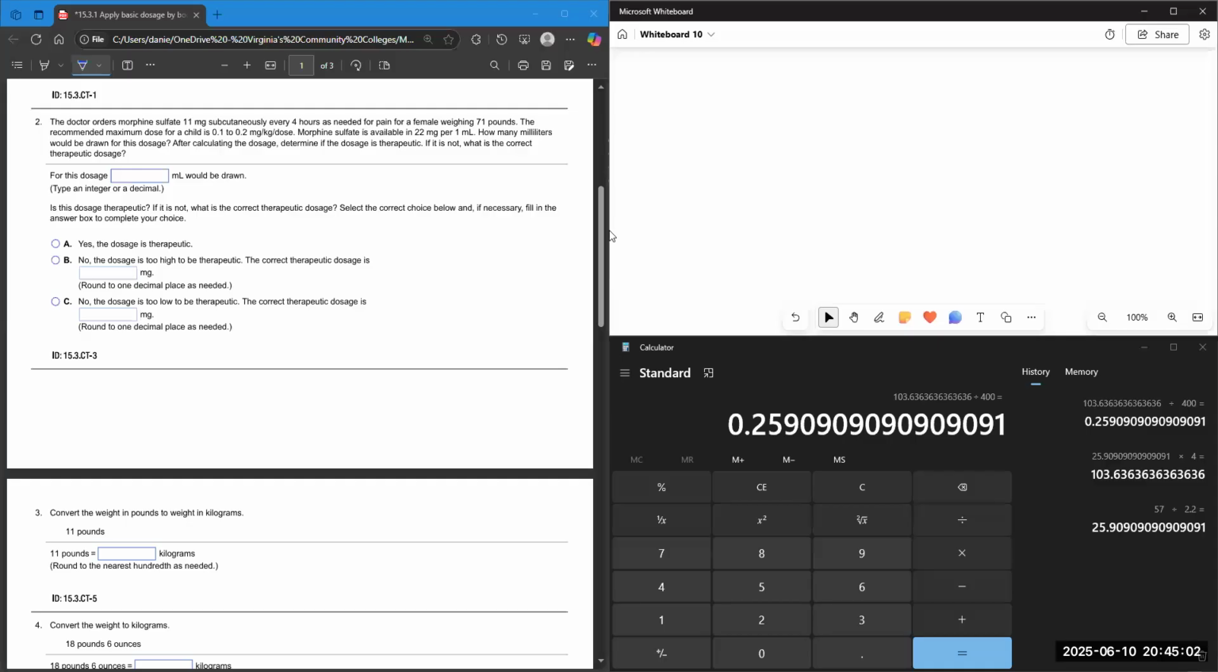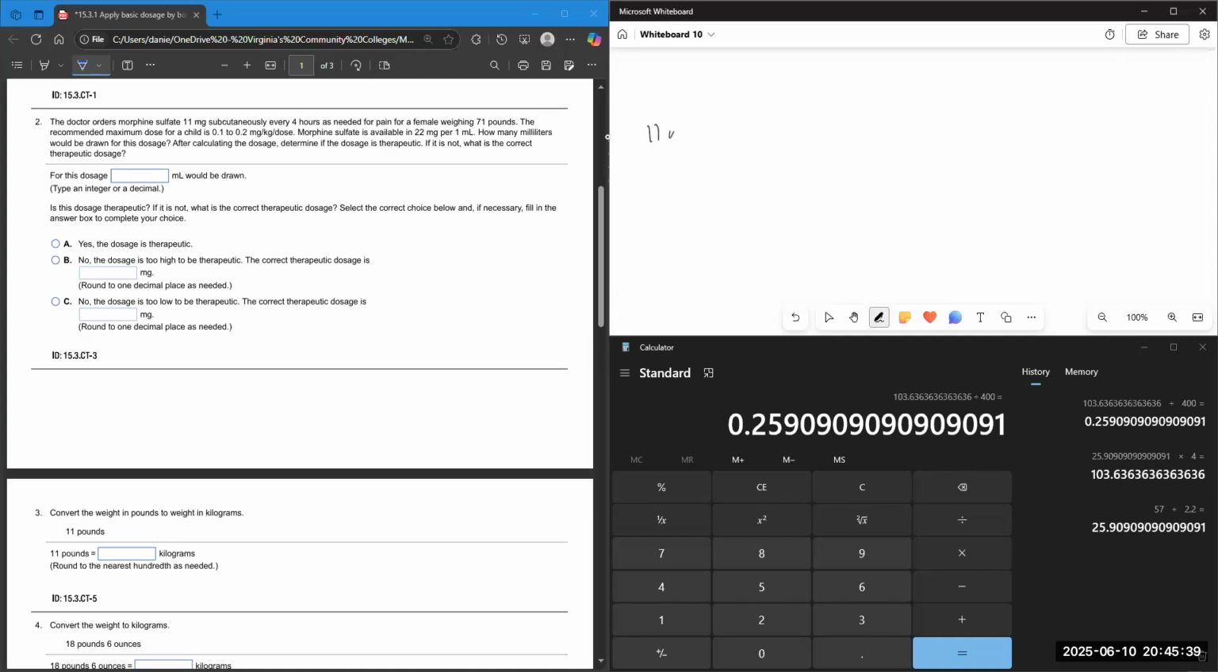All right, the doctor orders morphine sulfate, 11 milligrams subcutaneously every 4 hours. It's needed for pain for a patient that weighs 71 pounds. Recommended maximum dosage for a child is 1/10 to 2/10 of a milligram per kilogram per dose. Morphine sulfate is available in 22 milligrams per 1 milliliter. So let's figure out if this is safe. Well, let's just figure out how they would dispense it first, and we'll figure out if it's safe.